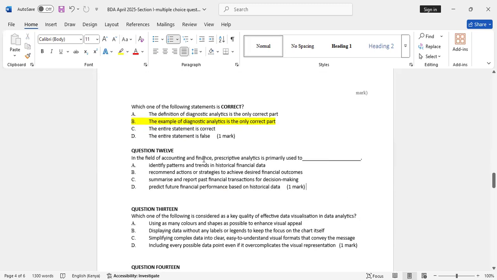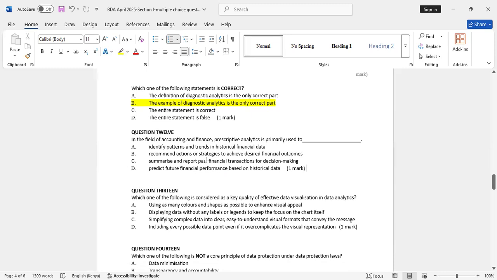Question 12. We are moving well. In the field of accounting and finance, prescriptive analytics is primarily used to do what? Prescriptive. A, identify patterns and trends in historical financial data. Using historical data is always descriptive, and to an extent also predictive. B, recommend actions or strategies to achieve desired financial outcomes.